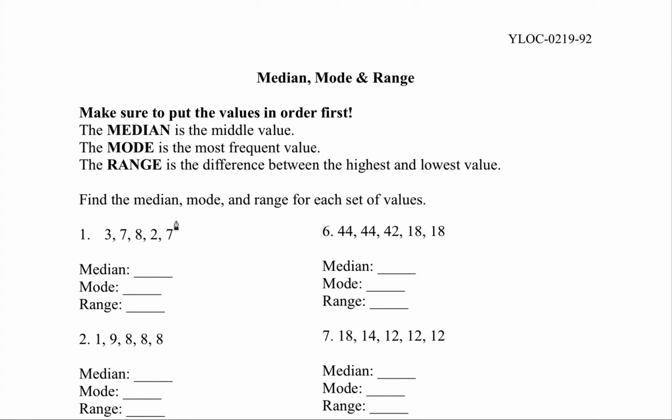So first we're going to put these numbers in order. So the smallest number here is 2. So we're going to first write 2. Next smallest is 3. There's 2 sevens. We're going to write both sevens. 7, 7. And the biggest number is 8. So we're going to find the median. So the median is the number that's in the center of here. So the center here is 7.